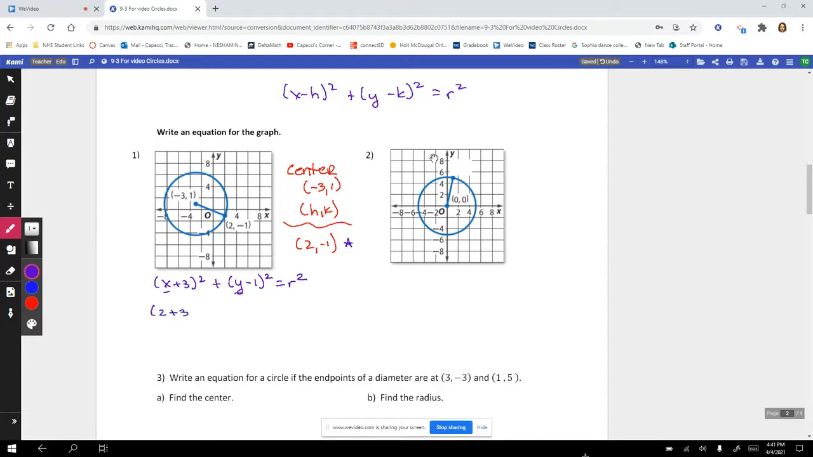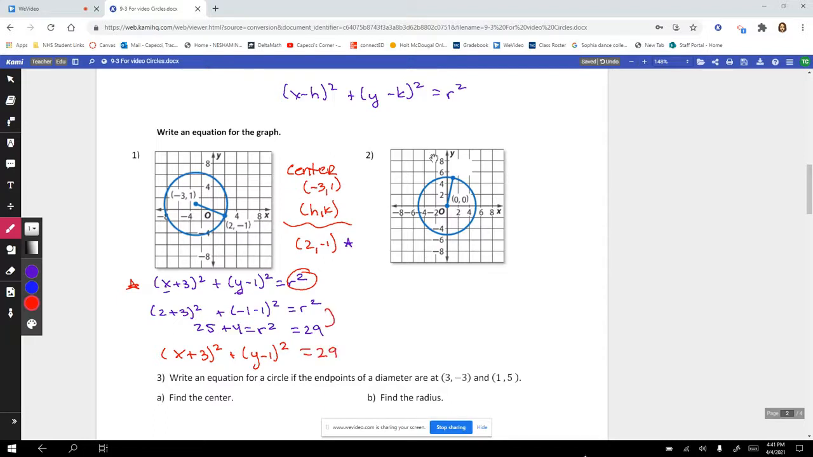So I have (2 plus 3) squared plus (negative 1 minus 1) squared is equal to r squared. This gives me 2 plus 3 is 5, so 5 squared is 25. I have negative 2 squared, which is positive 4. That is going to give me r squared, so r squared is equal to 29. So my final equation, going back to here, and the only thing I'm going to replace is this r squared: (x plus 3) squared plus (y minus 1) squared is equal to 29.